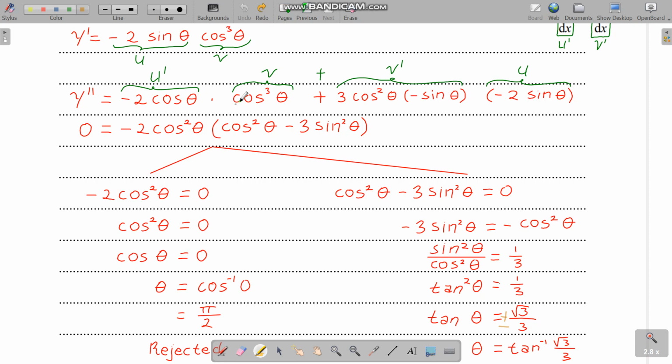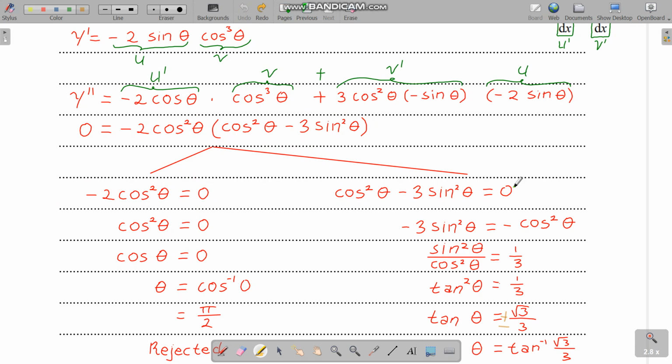When we are solving an addition like this, there is nothing we can do, so we have to factorize, turn it into multiplication. Here we can pull out minus 2 cos squared. From the first term, we still have cos squared here, and from the second term, after pulling out minus 2 cos squared, we still have minus 3 sine squared. After we factorize, now we have a multiplication, something times something equals 0. We have 2 possibilities: the first thing equals 0 or the second thing equals 0.